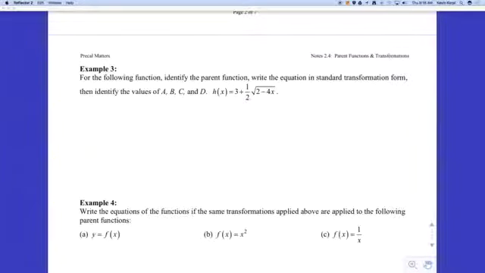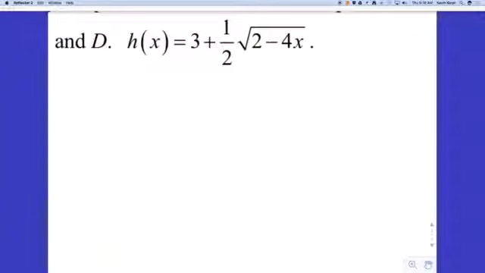Example 3. For the following function, identify the parent function, write the equation in standard transformation form, and then we'll sketch the graph. Okay, so you walk up to the function. You're like, what's up, H? I know who your daddy is, or I know who your mother is. I know both your parents. Who are they? Or what is it? What's the parent function here? Square root of x, right?